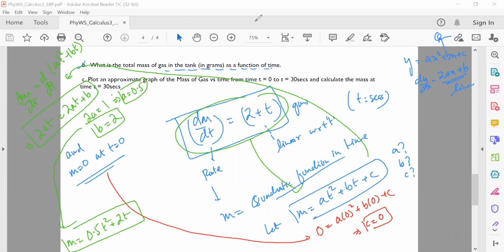Sir, how did you get a and b's values from comparing both sides of the equation? Dm by dt is 2 plus t, so that's equal to 2at plus b. Okay, so the coefficient of t on both sides of the equation, on the left hand side it is 1, on the right hand side it is 2a. So 2a is equal to 1, and the constant term 2 should be equal to b on the other side, so b is equal to 2.